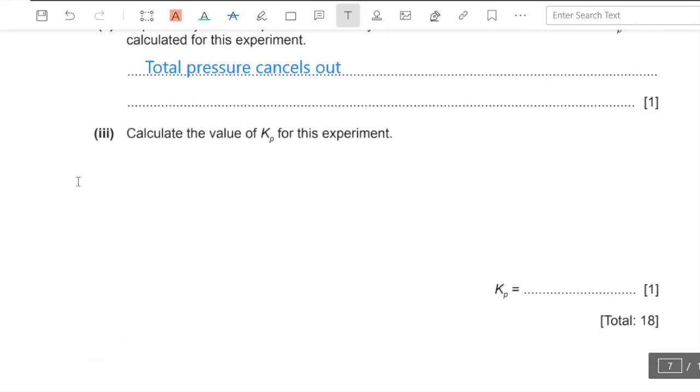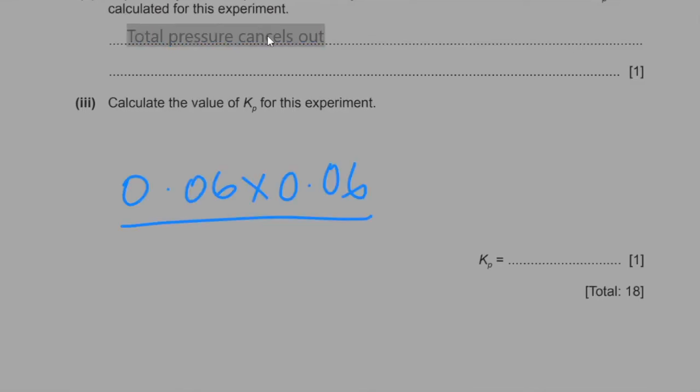3. Calculate the value of the equilibrium constant for this experiment. So multiply the values of partial pressures of hydrogen with chlorine, and then divide that by the partial pressure of hydrogen chloride squared, which gives the answer as 4.649 times 10 to the power of negative 3.